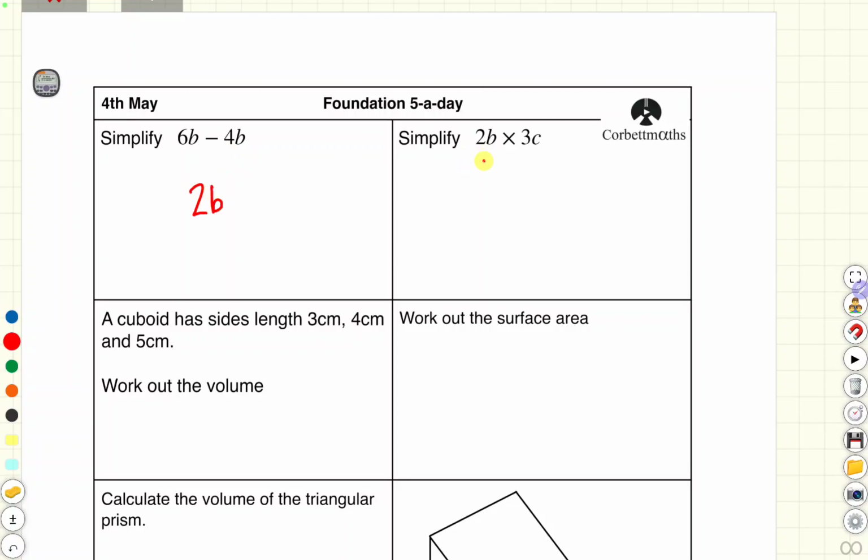Next one, we've got 2b times by 3c. We deal with the numbers first, so we do 2 times 3, which is 6. And then we do b times c is bc. We don't want to see any multiplication signs or big spaces between them. 6bc, nice and closely together, please.